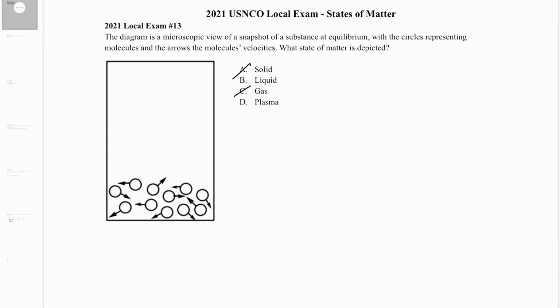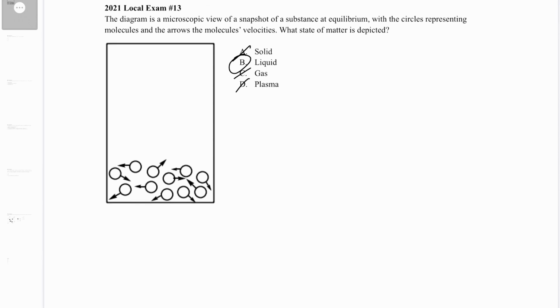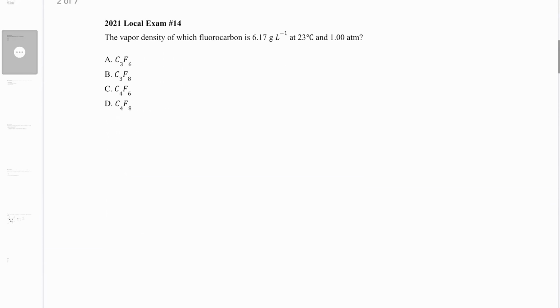It can't be a gas because a gas would be far more spaced out. And it also can't be plasma. So it has to be B, which is a liquid. So liquid is kind of spaced apart. They have some sort of velocity. They're moving a little bit, but definitely not as much as, say, a gas. All right, let's go to question 14.